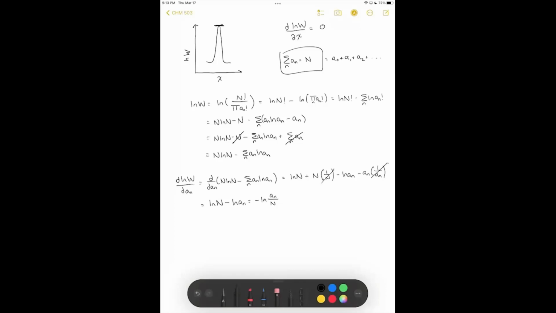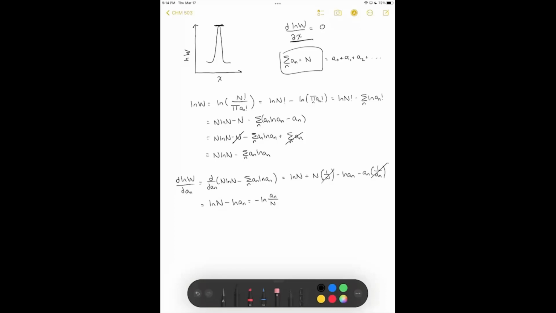At this point, you might expect us to then set the natural log of a sub n over n equal to 0, like we wanted to do up here, and use that to solve for the dominant distribution. However, we need to introduce another piece of information. The occupation numbers are not independent. If my system contains a certain amount of energy, I can't simply change the occupation numbers. If I add 1 unit of energy to one molecule, that energy must come from another. I need to take that unit of energy away from a different molecule.